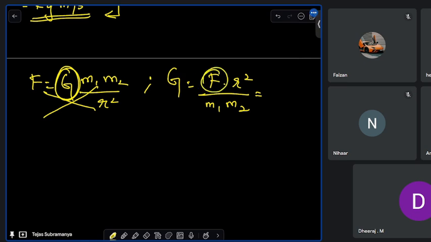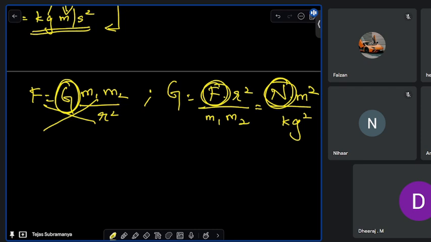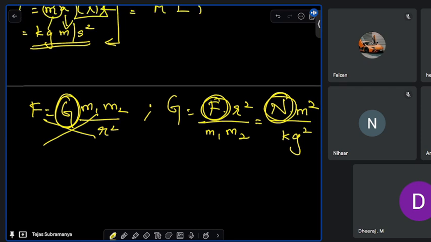Usually what happens? Force is given by Newton. R square means meter square divided by m1 into m2. M1 is mass 1, m2 is mass 2. Both are some sort of kg. So it will be kg square. Now there's one more problem here. This is correct. Till now it's correct. There's absolutely zero mistakes here. But the problem is with Newton again. With Newton, instead of writing Newton, what can I write? I can write kg meter per second square. Correct? I can write kg meter per second square.